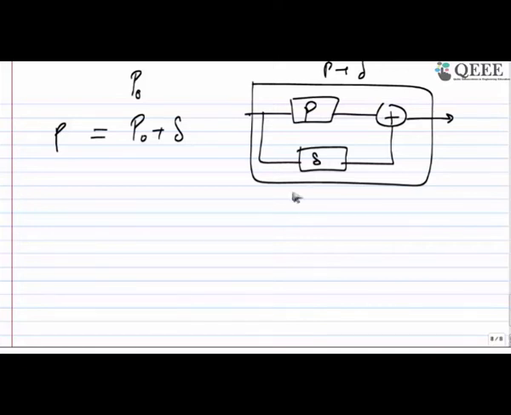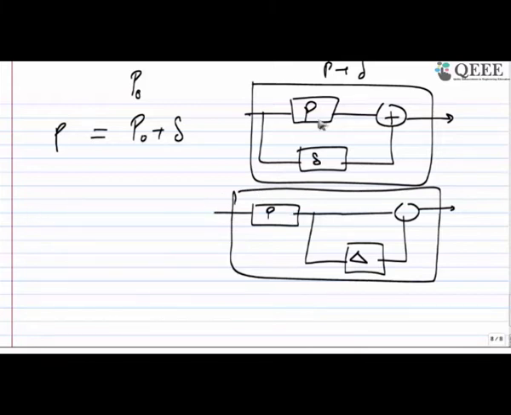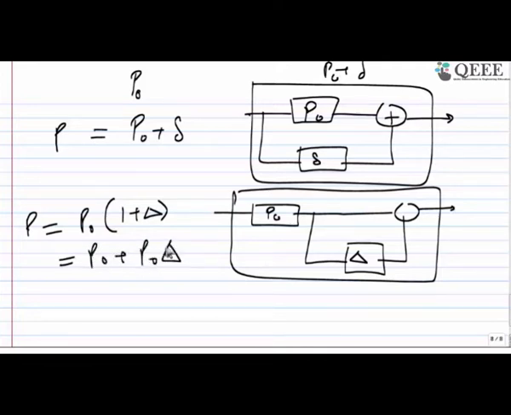The uncertainties in the system could also occur in this way, where you have this P, and in that case it is generally called the multiplicative one, where let's say this is your P naught. In that case your P would be what? P naught times 1 plus delta, which is P naught plus P naught delta. Okay, delta is a multiplicative modeling error.